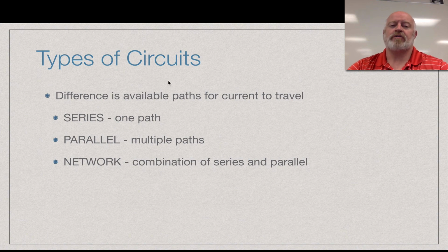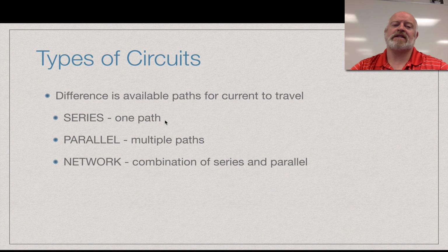What we look at when it comes to our circuits, the biggest thing we look for is how many paths are available for the electrons to flow through. If they only have one path to flow through, we call that a series circuit. In previous lessons and previous units, we've been mainly dealing with series circuits with a single path, electrons only having one way to flow. So this one should be most familiar to us.